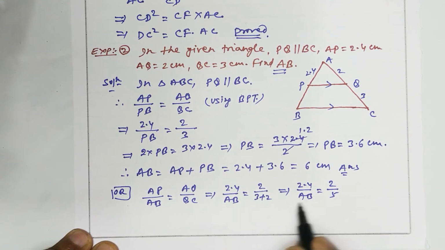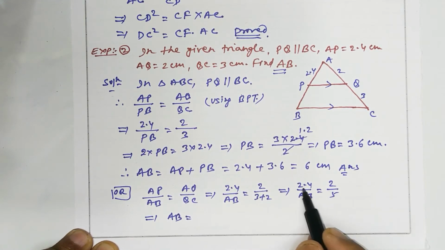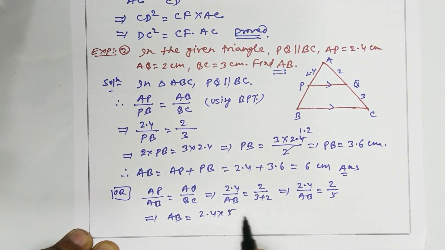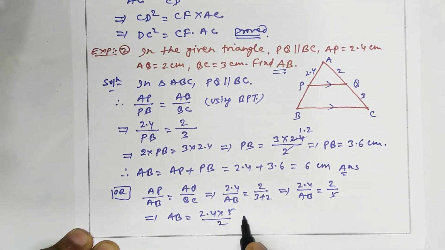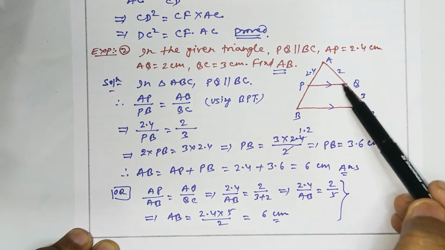By cross multiplication, you will find AB is equal to 2.4 into 5 divided by 2, and your answer will be 6 centimeters. So this is also one way to find it by using the corollary property. In the corollary we write AP by AB equal to AQ by AC.